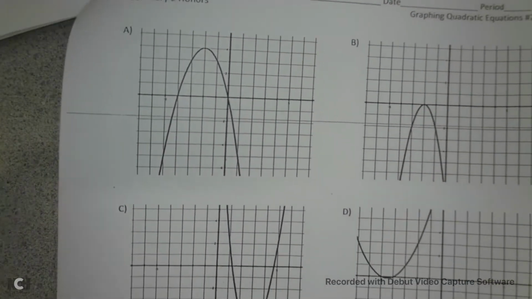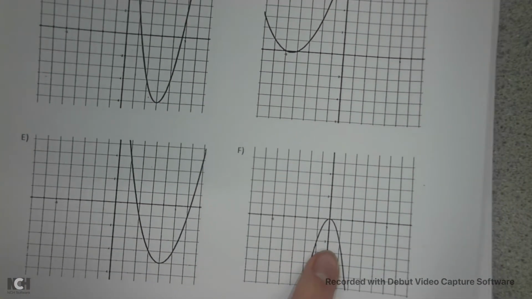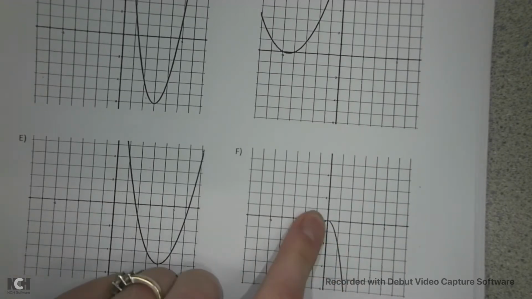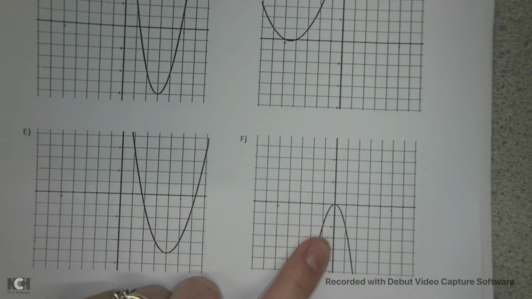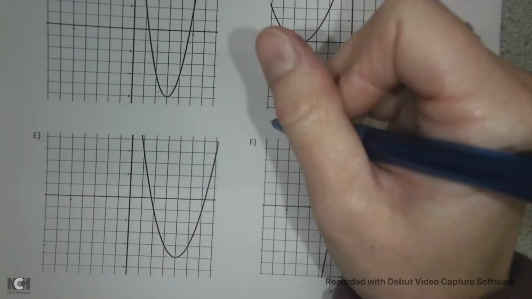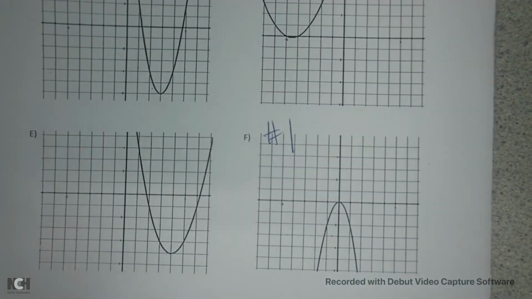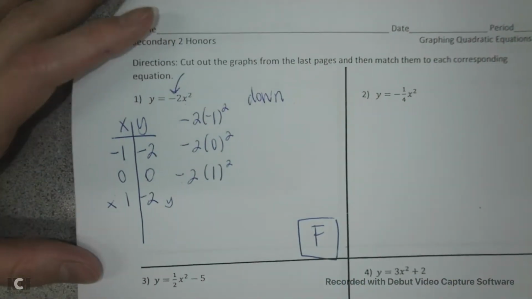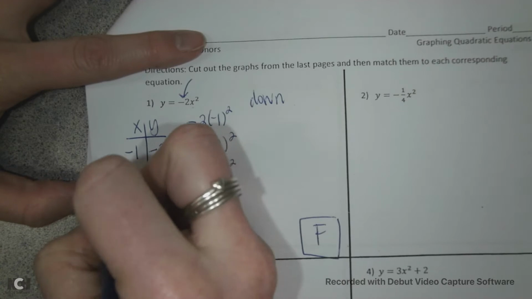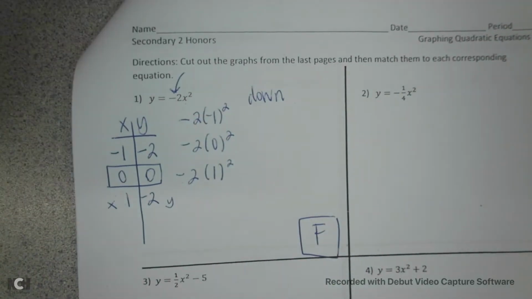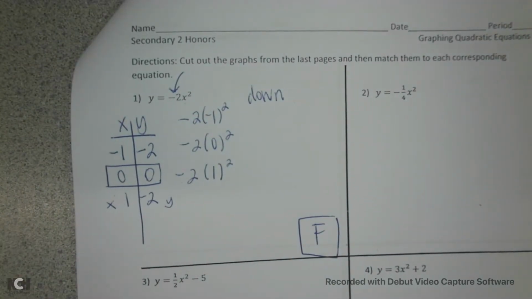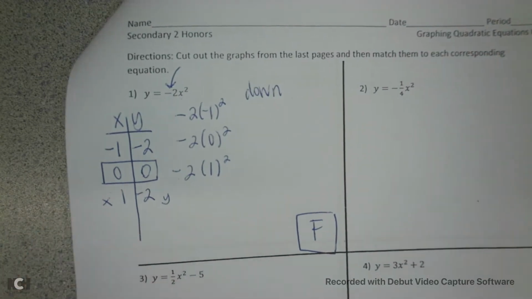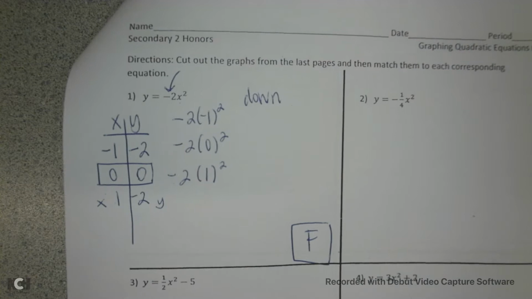So (0, 0), none of those. Oh, this one is (0, 0). (1, -2) opens down, and then it's (-1, -2). Yep, this is it. So F belongs with number 1. Okay, so this guy is our vertex. Then you would cut out that and glue that here, or you can just write these by it. It's really not a big deal. It's just more fun to glue it.